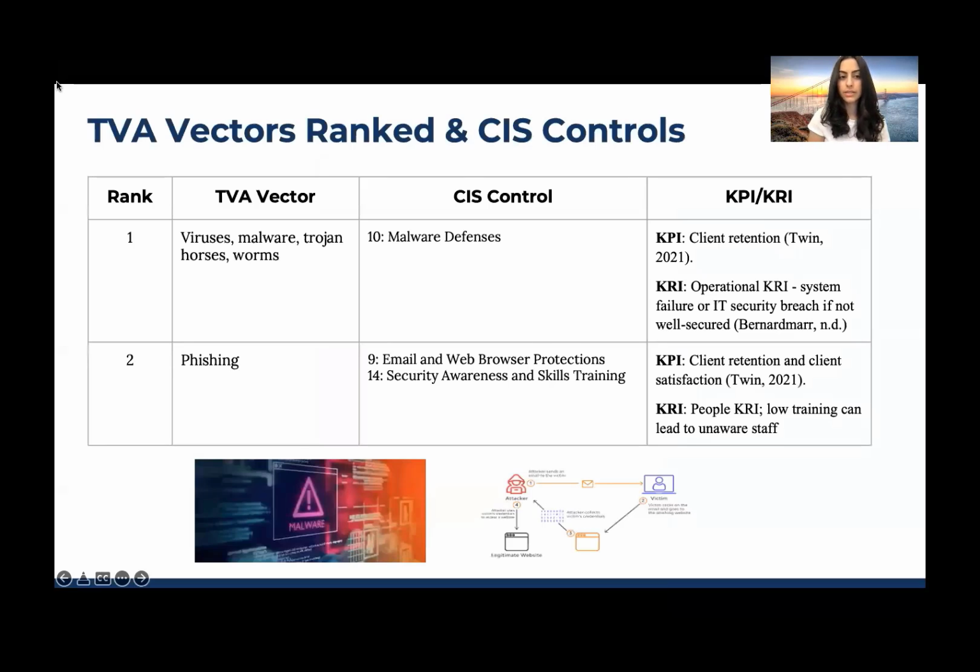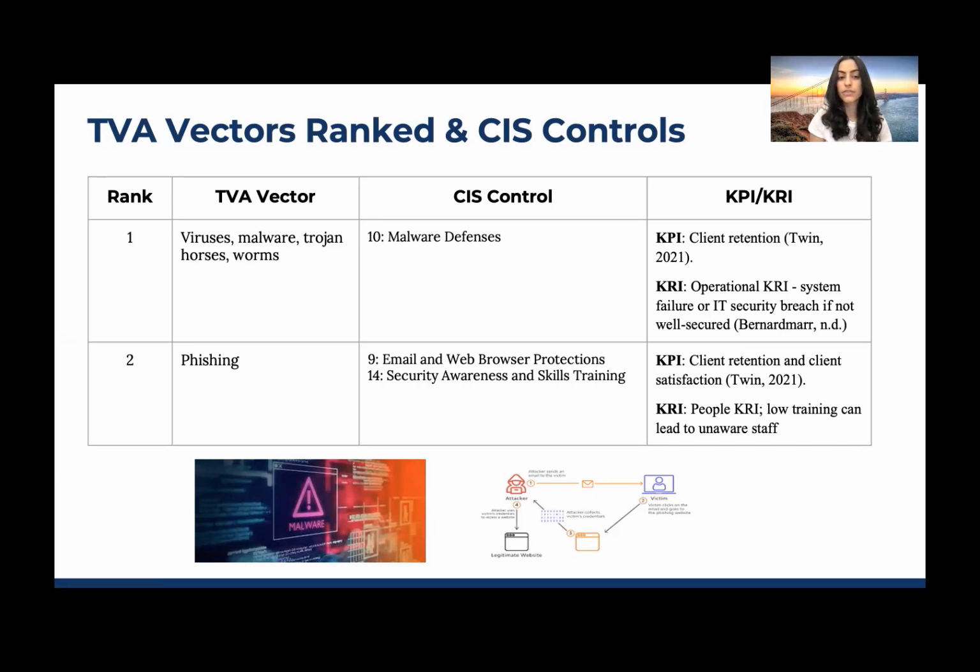The first slide covers TVA vectors ranked and their CIS controls. The first one on the list is viruses, malware, Trojan horses, and worms. CIS control is 10, malware defenses. The key performance identifier is client retention. Installing malware defense software in organizations and companies will retain our clients because we are ensuring their protection from cyber attacks and malicious actors. Key risk identifiers falls under operational KRI. If there is a system failure or IT security breach, if not well secured.